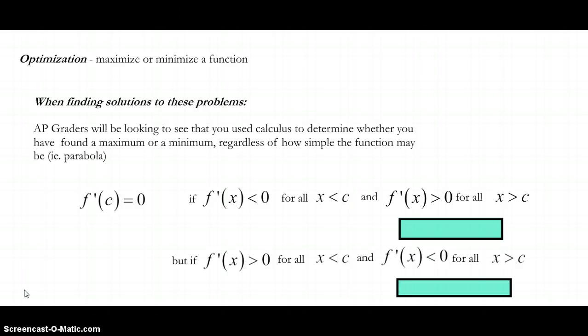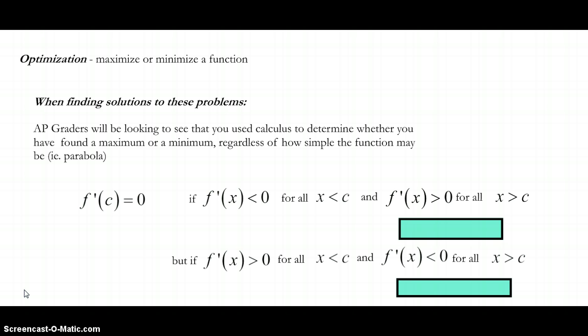So tonight we're going to talk a little bit about optimization. This is really just finding the maximum or minimum of a function. Some of the problems will ask you for that y value, the max or min of the function. Some of them will ask you for information that depends on you finding a max or min, and we'll see some examples at the end of this lesson.